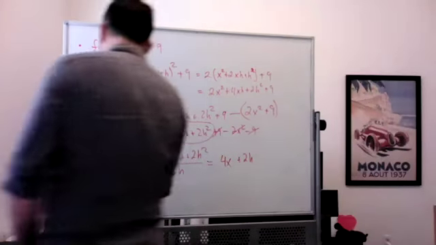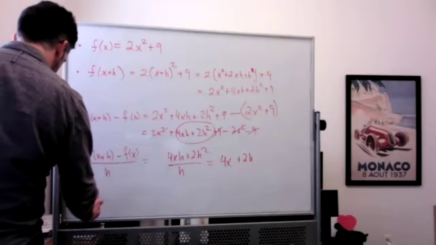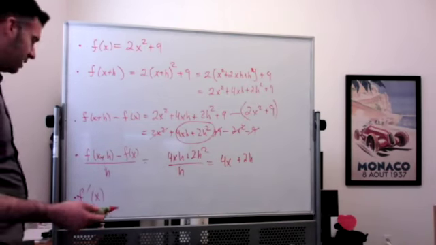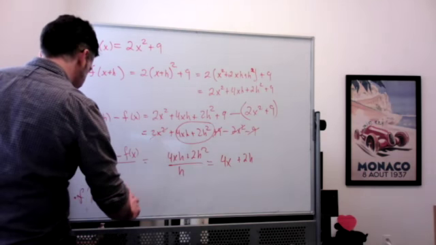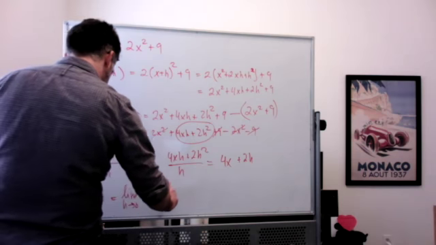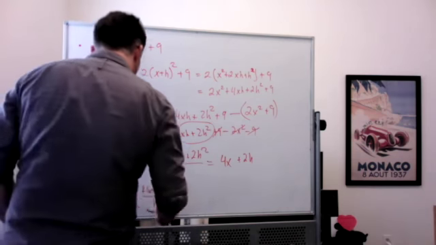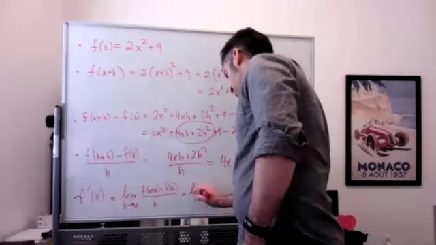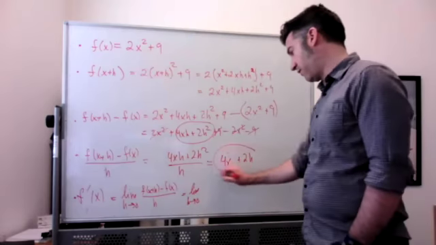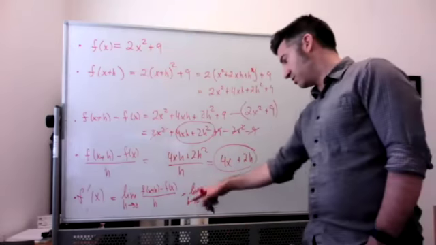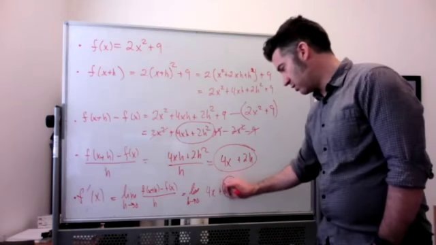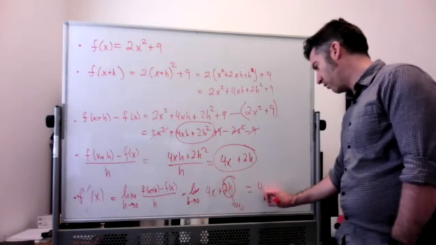The very last question is, what's f prime of x? So the thing we should do is say, f prime of x is the limit as h goes to 0 of f of x plus h minus f of x all over h. We're not going to write all this work again. We're just going to say, there's our f of x plus h minus f of x all over h. So it's the limit as h goes to 0 of 4x plus 2h. h goes to 0, so we get 4x.